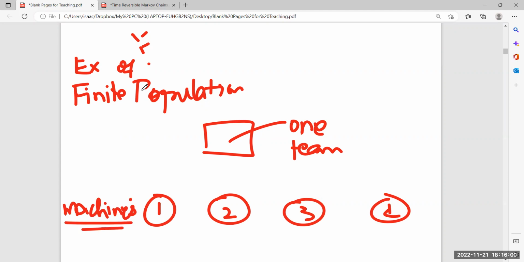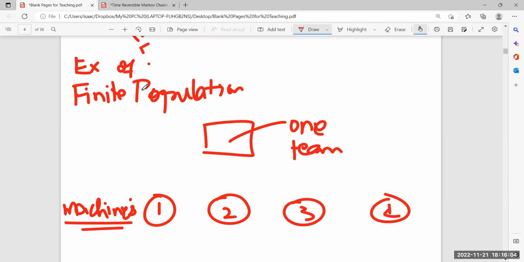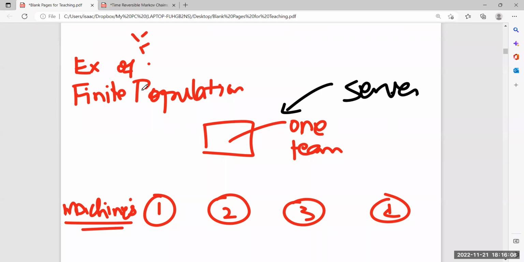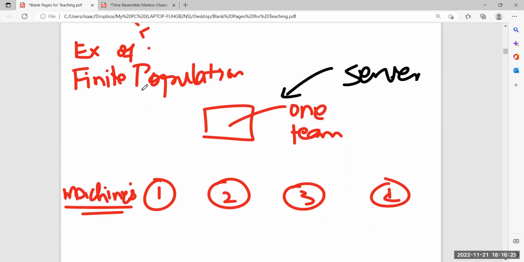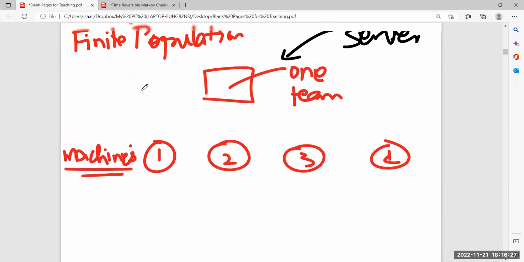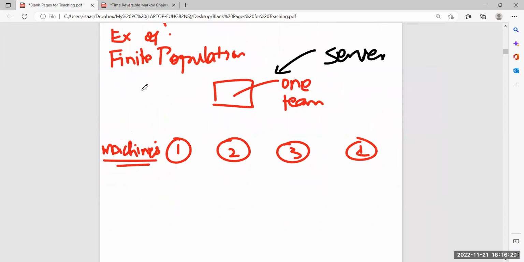So in this case, this here is my server, right? This team, the single server, has a population that is finite because there are only 4 machines that they could look after, right? So in this case here, the population is finite. Everybody understand that? Good.